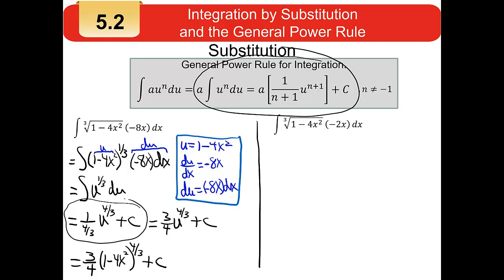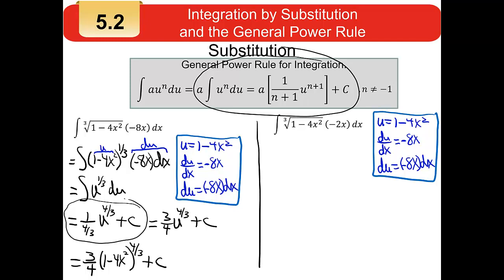How about this one? Very similar to the last one. I just changed the constant from a -8 to a -2. So the process should be very similar. I'll choose the same u, calculate du. Of course, that cube root was a 1/3. But now it doesn't match exactly. I got a minus 8x dx, but I only need a minus 2 dx.